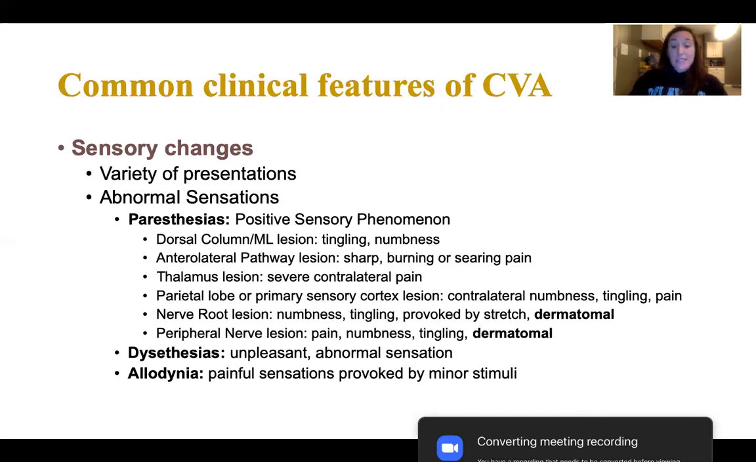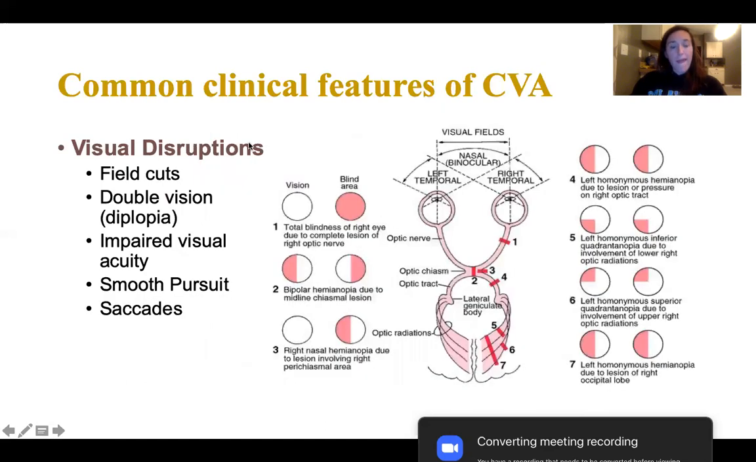You can have dysesthesias, so kind of unpleasant, abnormal sensations, or even allodynia, which is painful sensations that shouldn't be painful. So like a light touch would cause pain. All of those can be seen and more after something like a stroke.